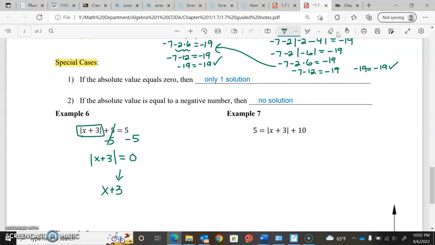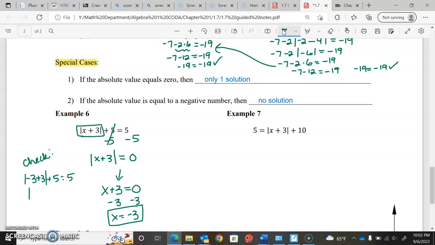where you drop the absolute value bars and just set equal to 0. So you're really just solving the equation x plus 3 equals 0. And then subtract 3 from both sides. So you get x equals -3. And to check, go back to the original, plug in -3 for x.